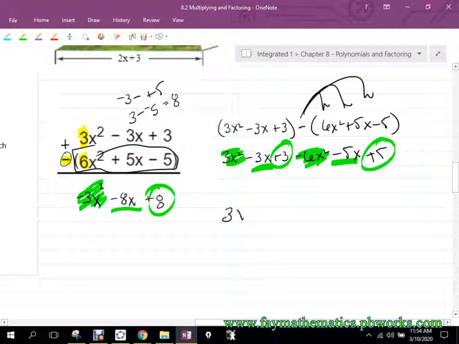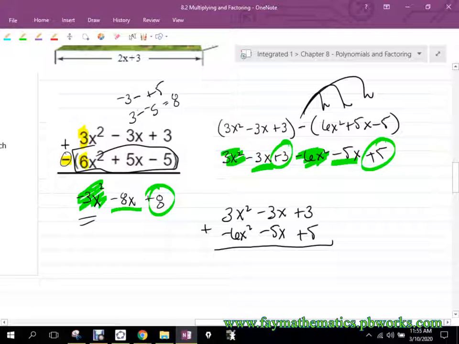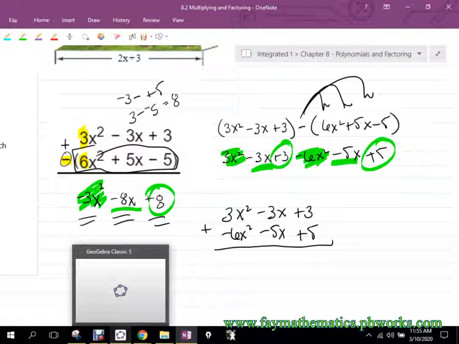So if I go 3x squared minus 3x plus 3, I want to add, but instead of adding this, I got to do the opposite of this. So I get negative 6x squared would be the opposite of 6x squared. Negative 5x would be the opposite of positive 5x, and positive 5 would be the opposite of negative 5, right? Now if you add straight down, you get negative 3x squared, you get negative 8x, and you get positive 8. So you can do it that way if you want to. I prefer the initial way that I showed you yesterday, but it's up to you.